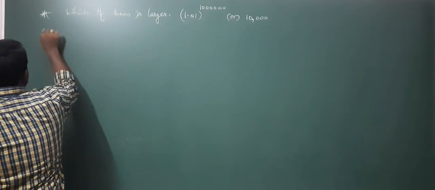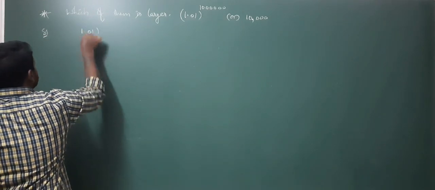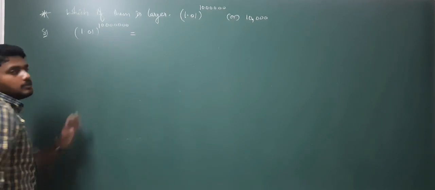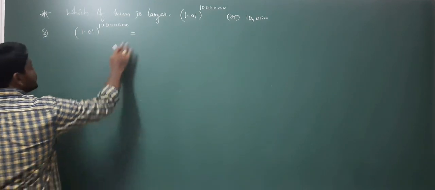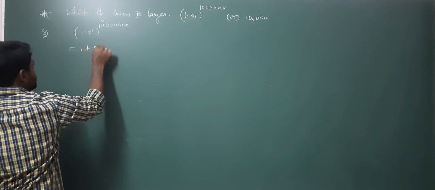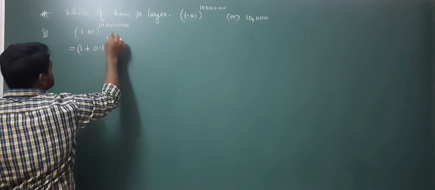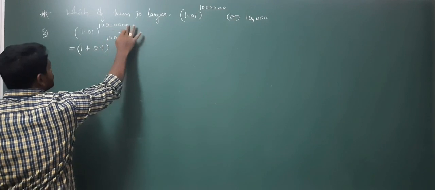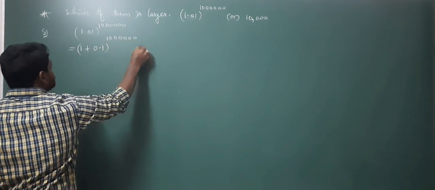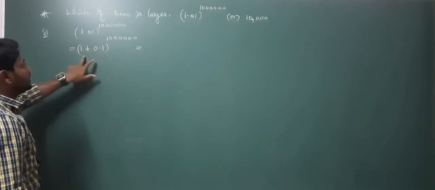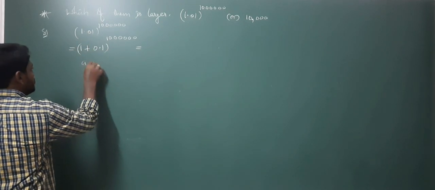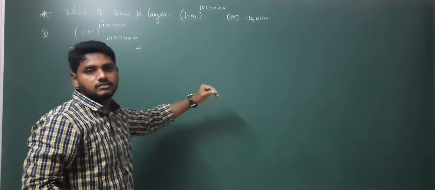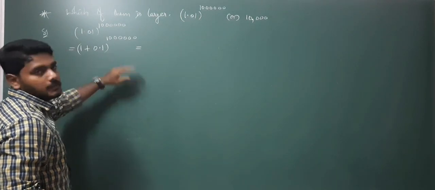See, let us solve this. So first we will consider 1.01 whole power 10 lakhs. By using binomial expansion, this 1.01 we can write as 1 plus 0.01 whole to the power of 10 lakhs. We can write like this, right? So this will be in the form of a plus b whole power n. We know the formula nc0 a power n plus nc1 a power n minus 1, and so on. So by using that formula we will expand this and prove it.